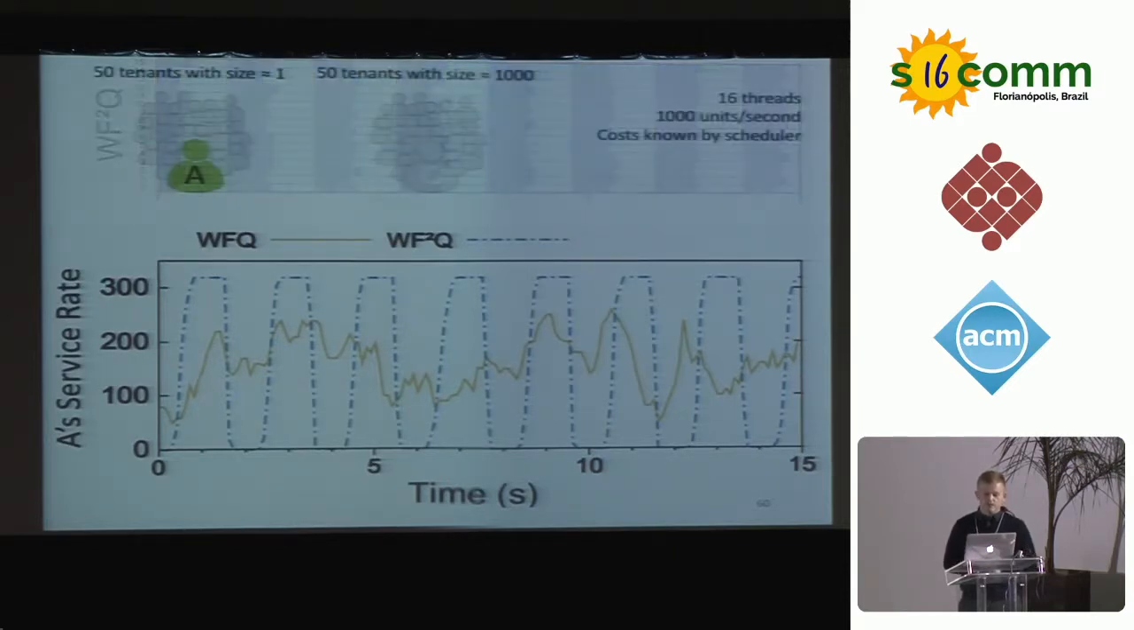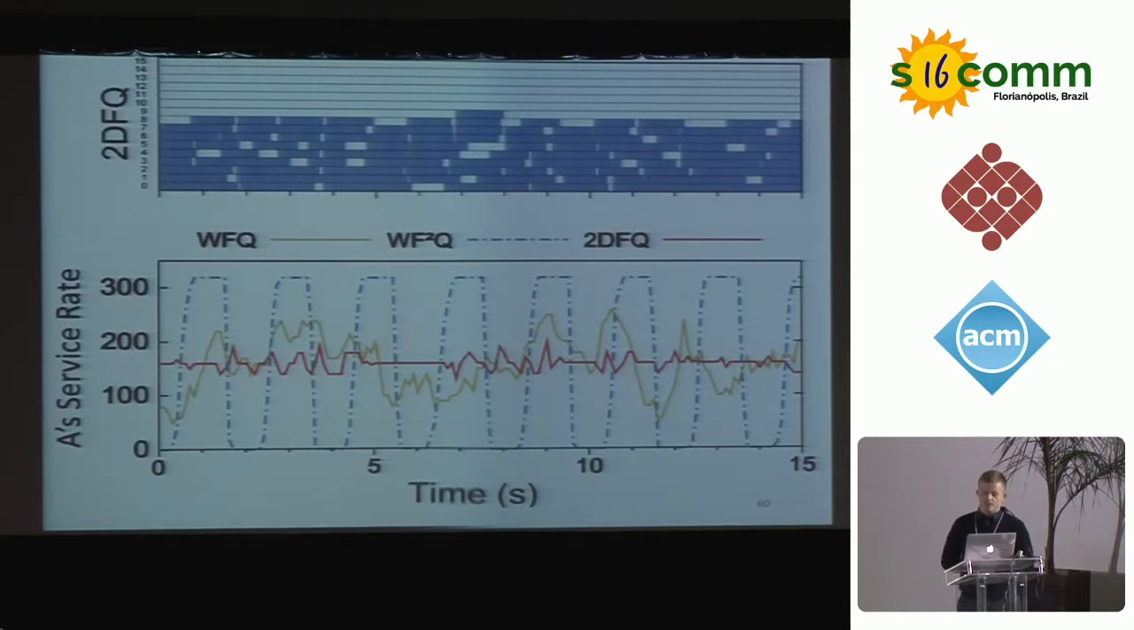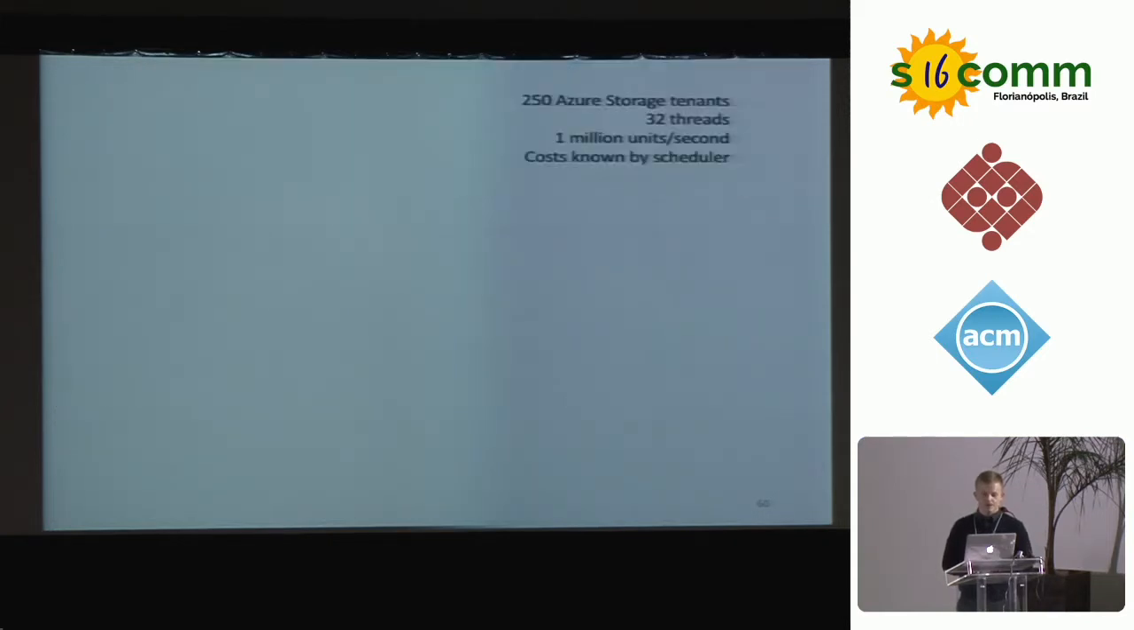Finally, 2DFQ achieves much smoother service for this tenant. Again, looking at the thread occupancy, we can see that for 2DFQ, requests are partitioned across threads based on size quite effectively, which explains the smoother service. So now we'll look at similar results, but this time for real workloads from Azure Storage. Using workload samples from 50 production machines, we randomly select 250 tenants and replay their requests on 32 threads, each with capacity of 1 million units per second.